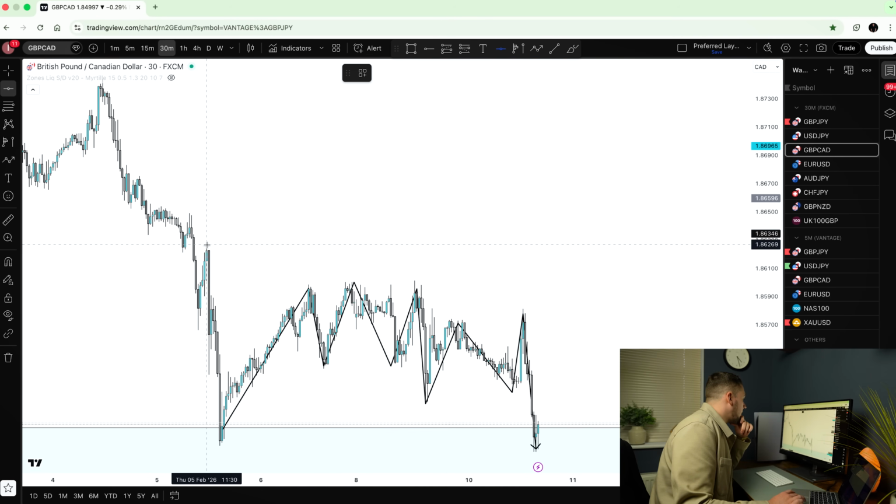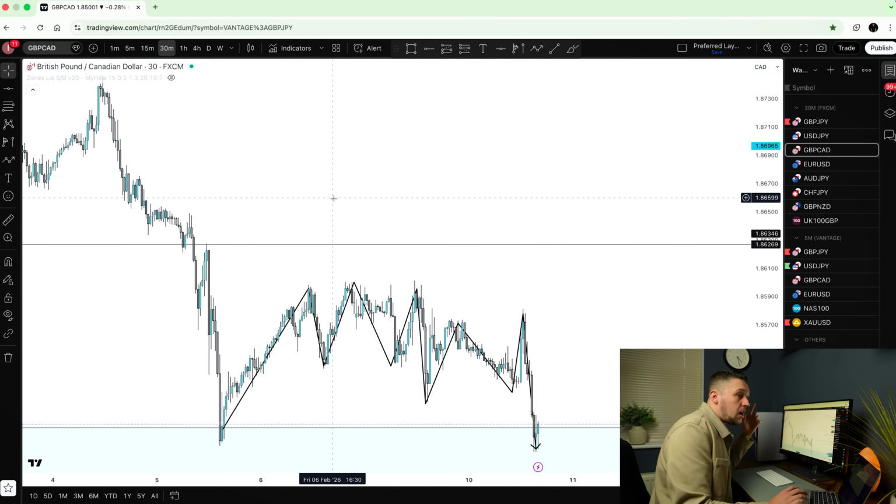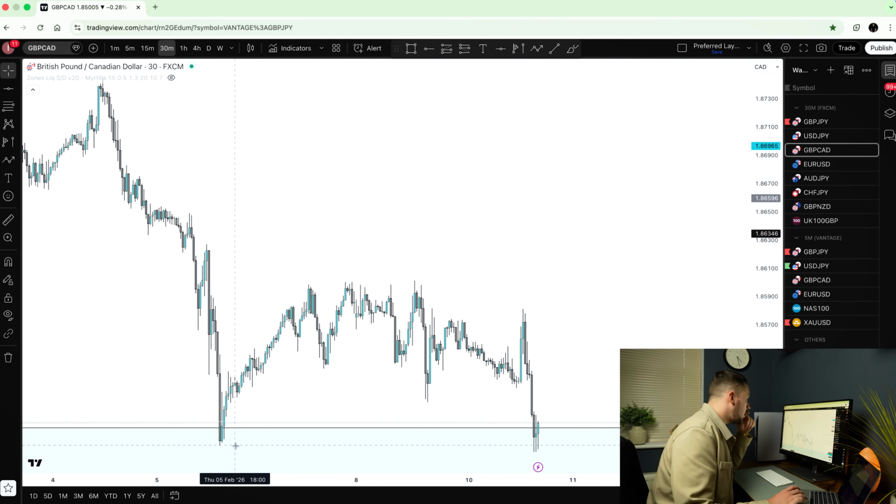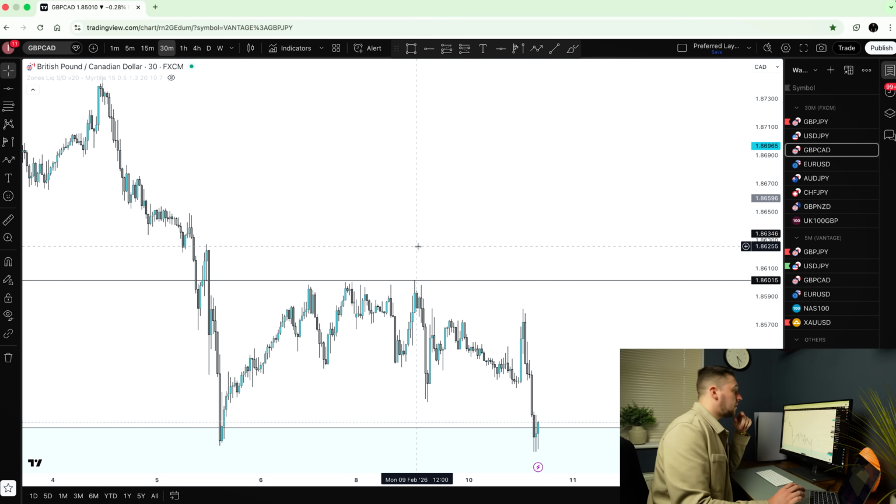Now, had I done this about 2 hours ago, I would have been looking for price to break this high here because it's the most recent high of this downward trend. And once we break that high, that's confirmation of a trend change and we can then trade with it. But literally in the last hour or so, we have now broken this low. So that makes this high the most recent high of the downtrend.